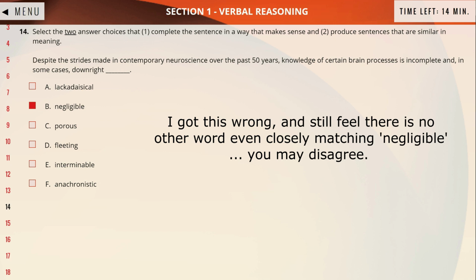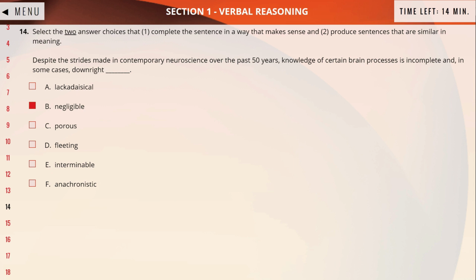Despite the strides made in contemporary neuroscience over the past 50 years, knowledge of certain brain processes is incomplete, and in some cases, downright negligible would fit there. Definitely not anachronistic. Fleeting is not the same as negligible.